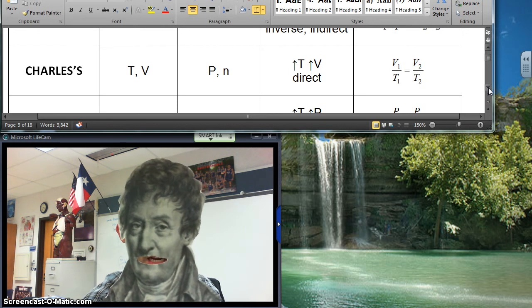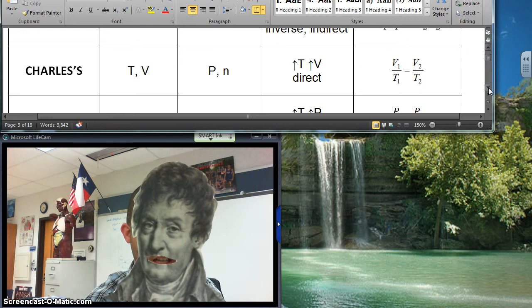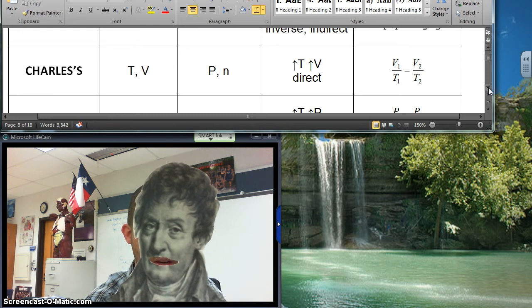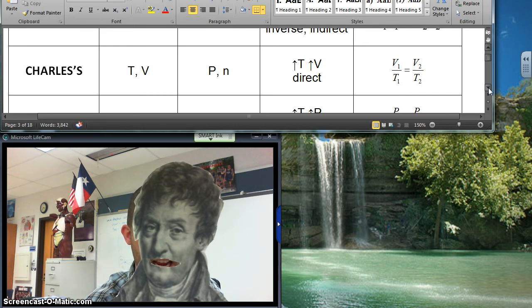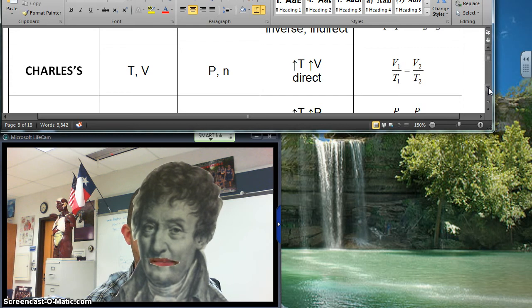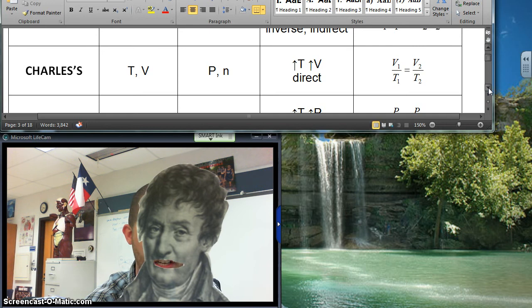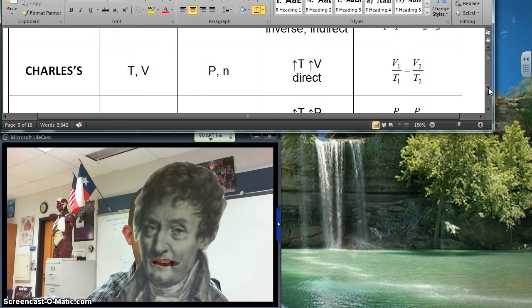The two variables in my formula are T and V. Yep, TV for Jock Charles. That means temperature and volume are going to be changing in my law. The controls for my law are pressure and number of moles, that's P and N. Guess what? This one is a direct relationship between your variables. That means when one goes up, the other one goes up as well. My formula is V1 over T1 equals V2 over T2.